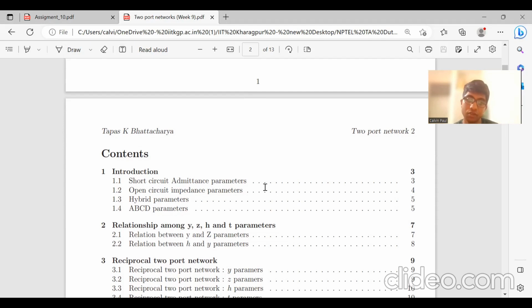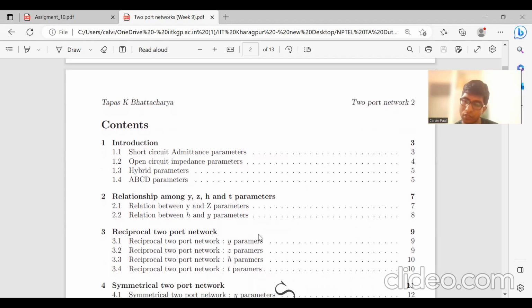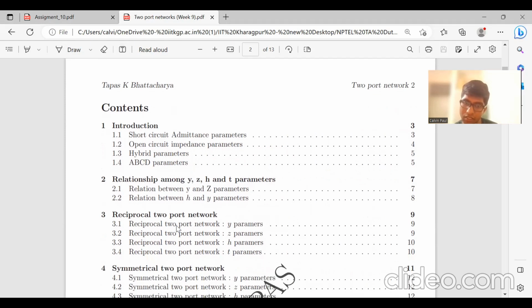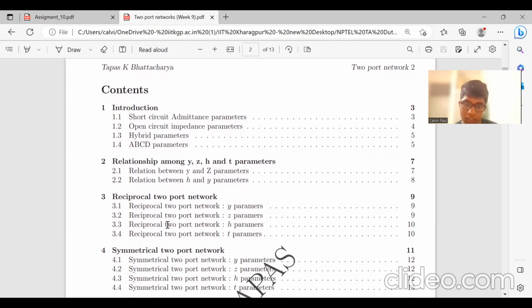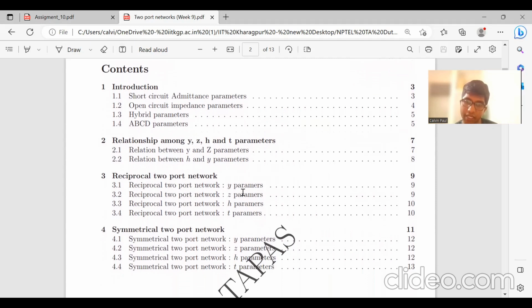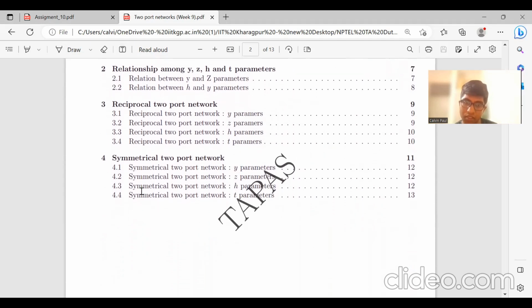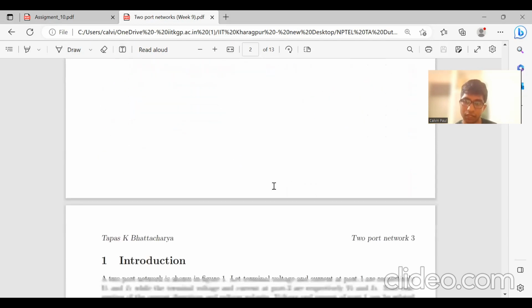We will consider the relation between H and Y and Z parameters, as well as the relation between H and Y parameters. We will look into it and try to understand it. Also, we will understand reciprocal two-port networks. So when is a network reciprocal? If the network is reciprocal, what would be the Y parameters and Z parameters? There is a typo here, it should be Z parameters. Similarly, we consider this for Y, Z, H, and T parameters. Similarly, if the network is symmetrical, what would be the condition? That also we will look into today, and we will try to understand why.